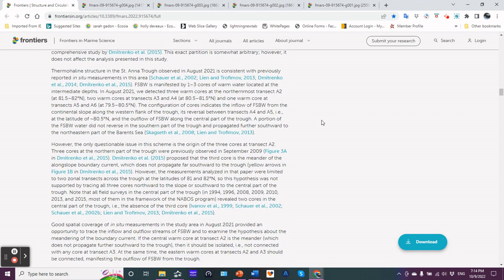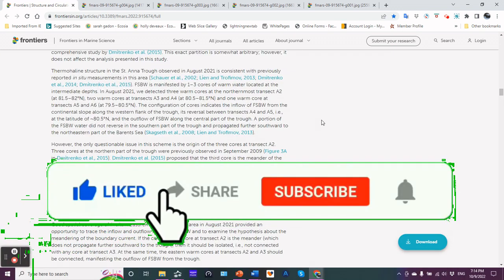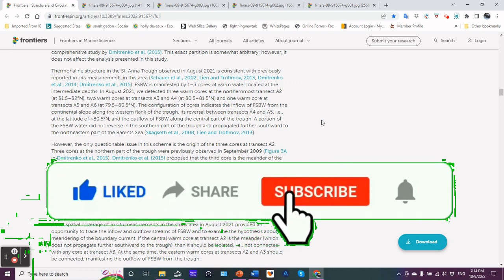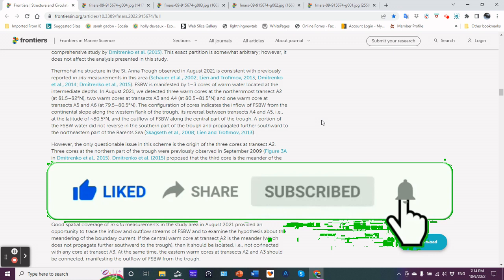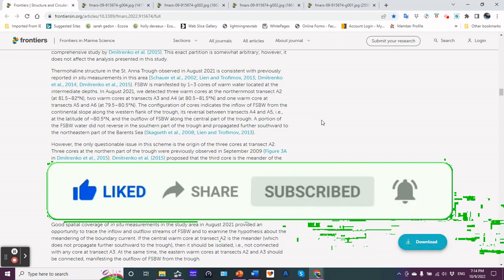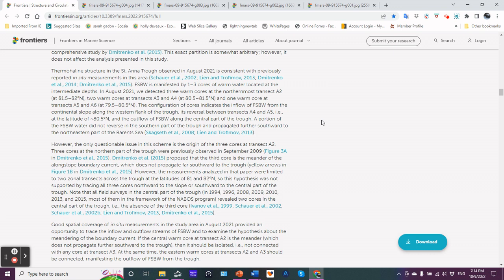And then they go on to discuss that the thermohaline structure in the St. Anna Trough observed in August 2021 is consistent with previously reported in situ measurements in the area. FSBW is manifested by 1 to 3 cores of warm water located at intermediate depths. In August 2021, we detected 3 warm cores at the northernmost transect, A2, and they give you 81.5 to 82 north, 2 warm cores at transects A3 and 4, 80.5 to 81.5 north, and 1 at A5 and A6 at 79.5 to 80.5.